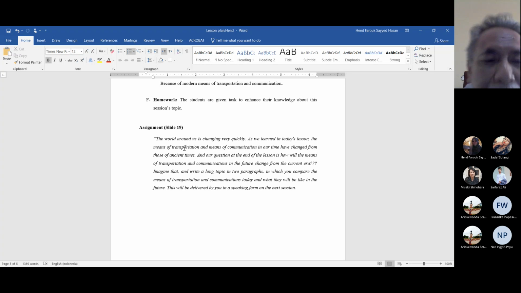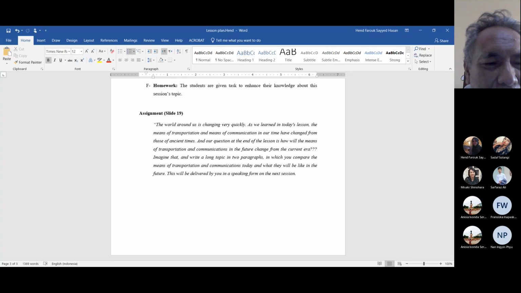And the question at the end of the lesson: how will the means of transportation and communication in the future change from nowadays? Imagine that and write a long topic in 2 paragraphs in which you compare the means of transportation and communication today and how they're going to be like in the future. So this will be delivered by you in a speaking form in the next session. So this is the assignment.